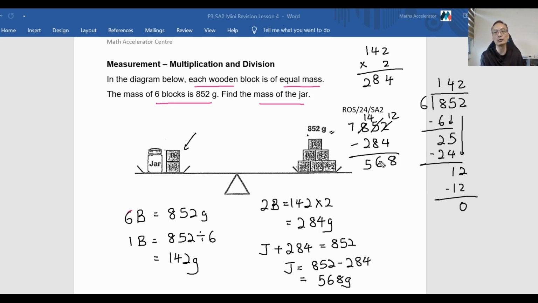Right, this question involves 3 operations, right? Number 1, you have to do your division. Number 2, you have to do your multiplication. And the third one, you have to do a subtraction, right? So these are the 3 steps that you need to cover in order to reach for the answers.